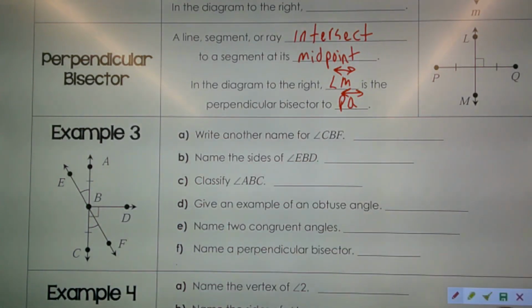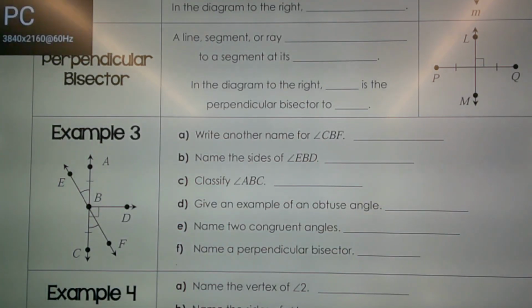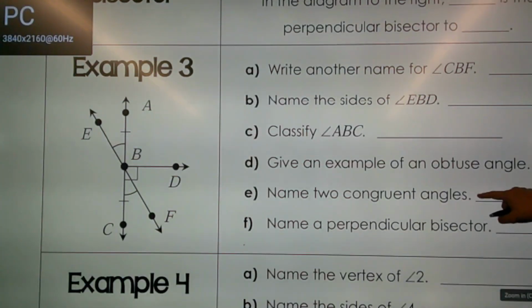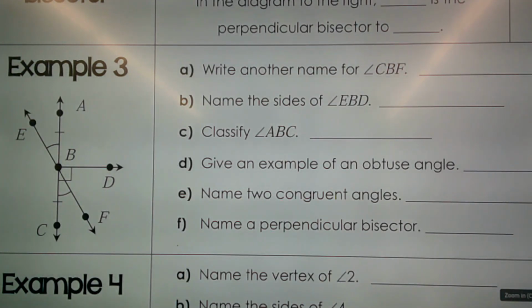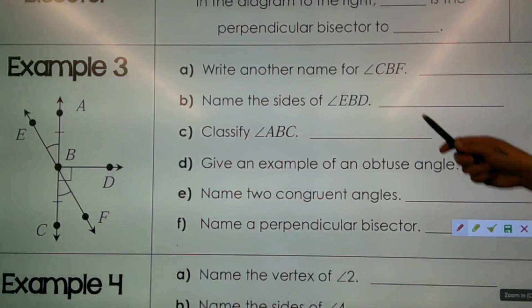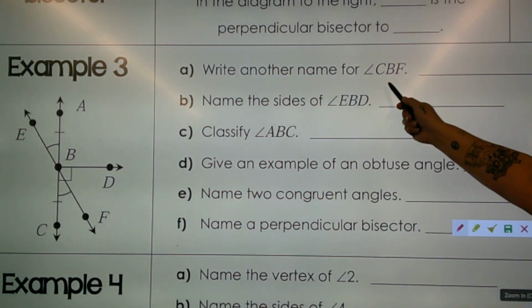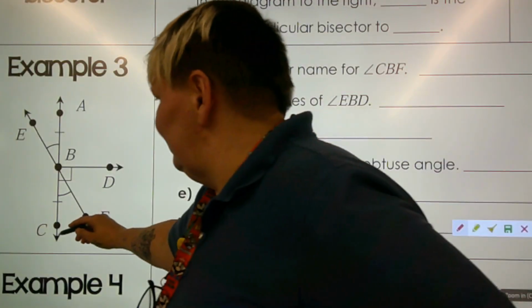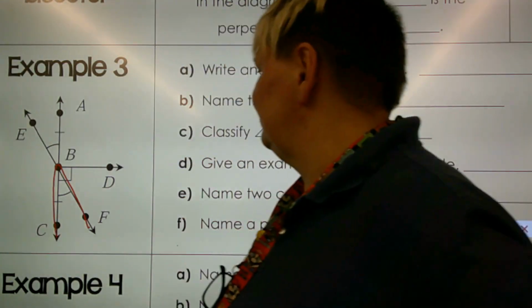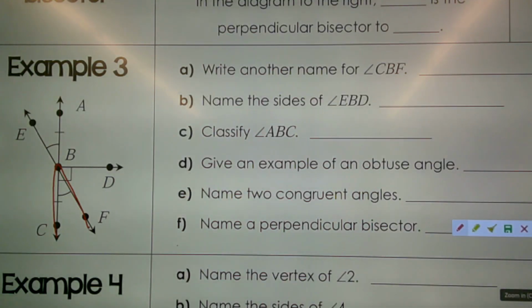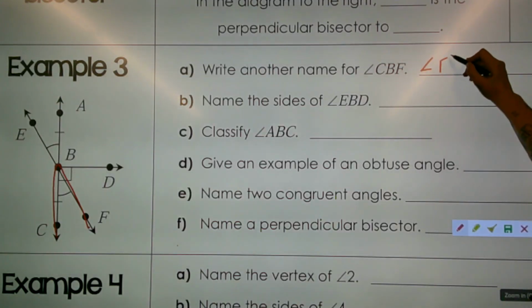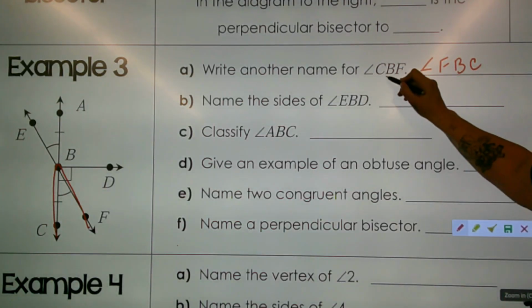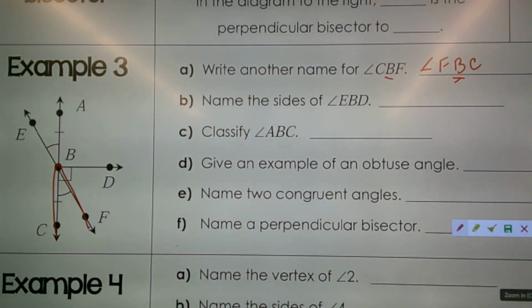All right, let's look at the complicated one here. Let me see if I can make it just a little bit bigger for you. Example 3. Write another name for angle CBF. So we're talking about this angle. So we would want to go FBC, but keep B in the middle because that's your vertex.